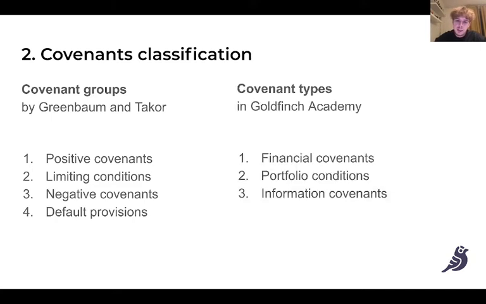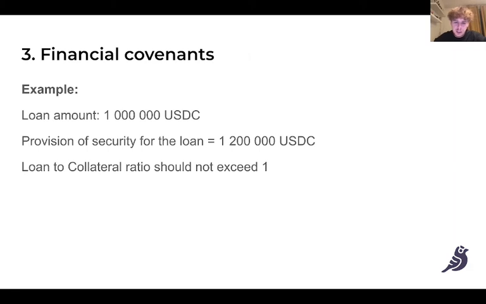At Goldfinch Academy, we offer a different system for classifying covenants by type. The first type is financial covenants, that is, covenants that are based on financial statements. Second, portfolio covenants, and the third is information covenants. There are other covenant classification systems, but they are globally similar to the two discussed in this video. Let's take a closer look at the financial covenants, and using a specific example, consider the covenant associated with the loan-to-collateral ratio.